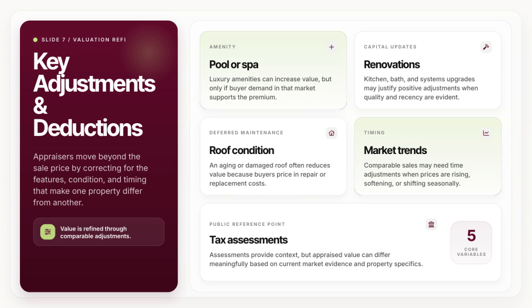Timing is also crucial. Market trends mean comparable sales may require adjustments when prices are rising, falling, or shifting seasonally. Finally, public reference points, such as tax assessments, offer useful context, but can differ significantly from appraised values, which are based on current market data and specific property characteristics. By making these key adjustments and deductions, appraisers move beyond just the sale price to refine value with a thorough understanding of what truly sets each property apart.